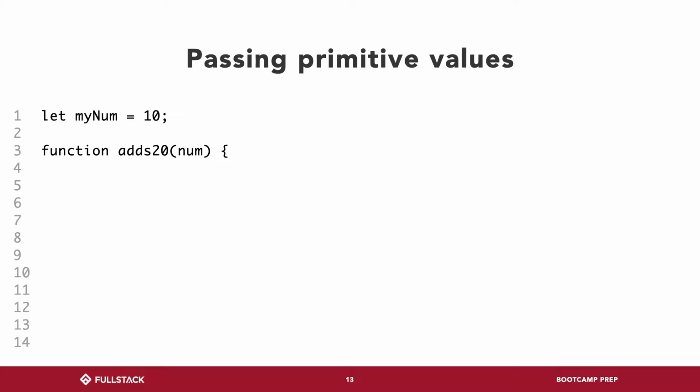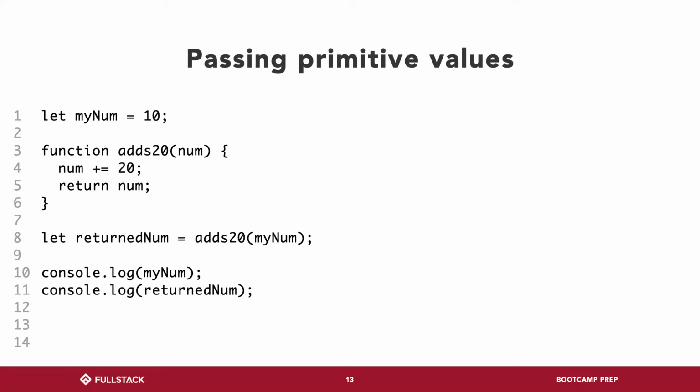So now we were going to talk about passing primitive values, okay? We have a variable mynum, set it equal to 10. And then we have a function defined here called adds 20, that takes a num and says num plus equals 20, and then it returns num. So we say let returned value equal adds 20, and we pass it mynum. So if we console.log mynum and we console.log returned value, we get 10 and 30, right?